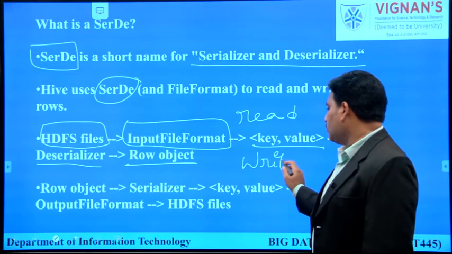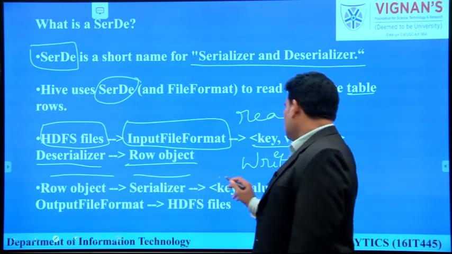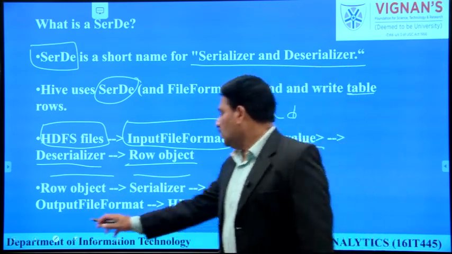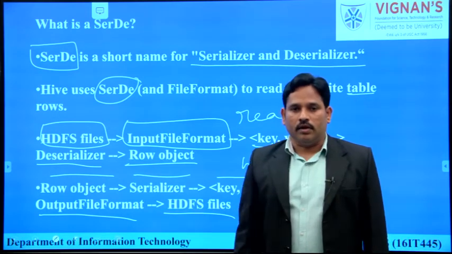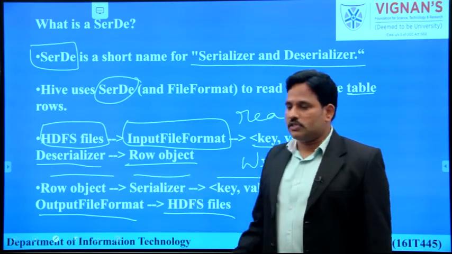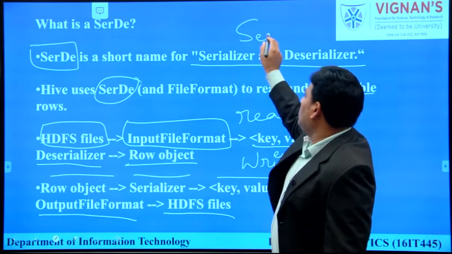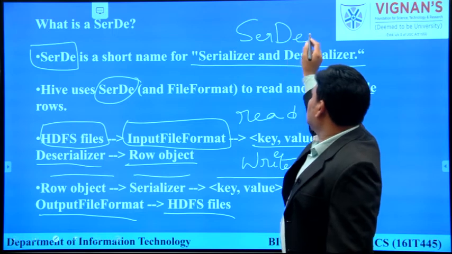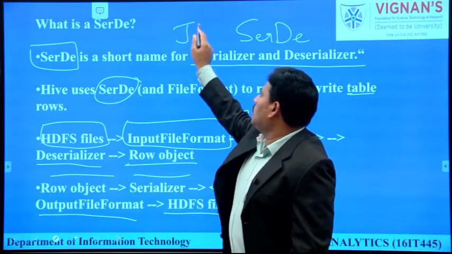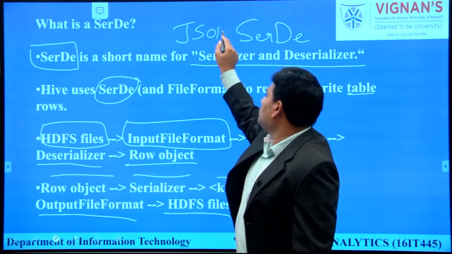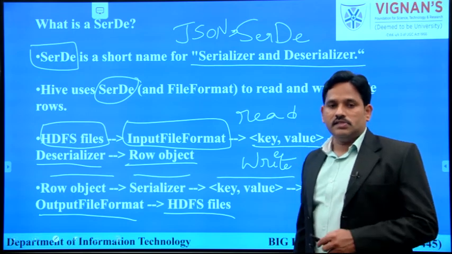Now look at the path here. Reverse, row wise, apply serializer based on key value pair information, output file format, and store it in an HDFS file environment. This is the write operation. That means if you are combining read and write operations, we will call it a serializer and deserializer. Generally, in a Java environment or in a JSON environment, to perform read write operations on HDFS file format, we will use serializer and deserializer.